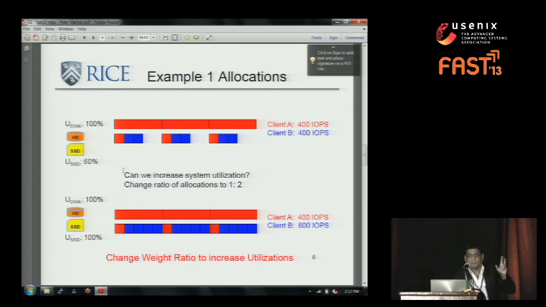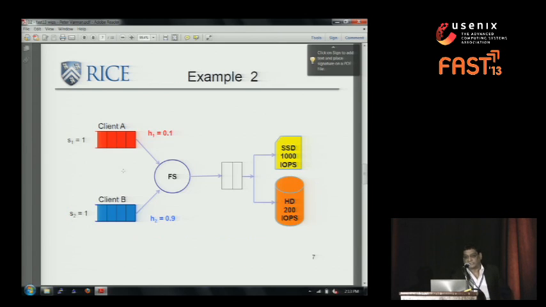And essentially, point one of our approach is, therefore, we are going to adaptively change the weights as things proceed to increase the utilizations of the clients.